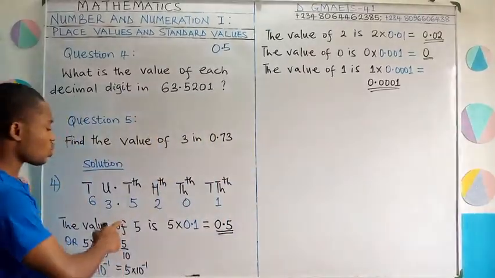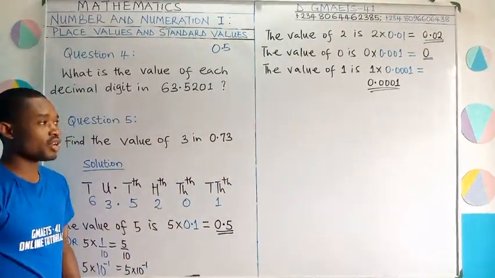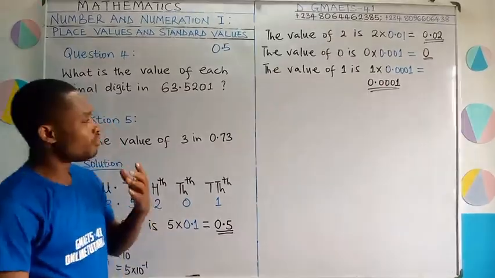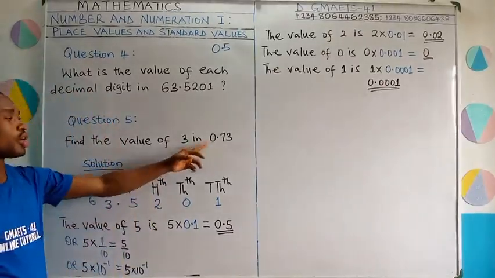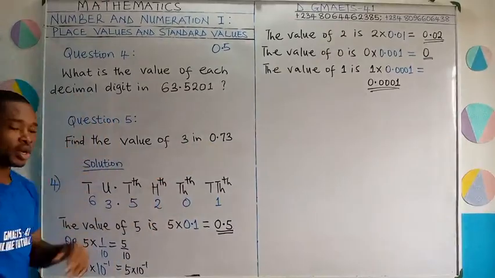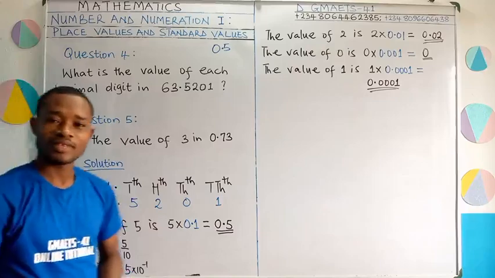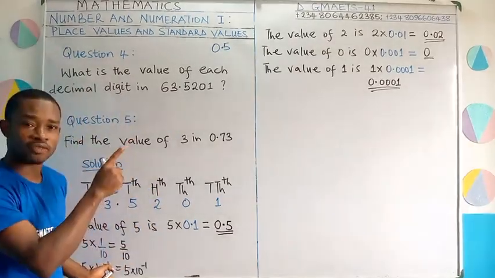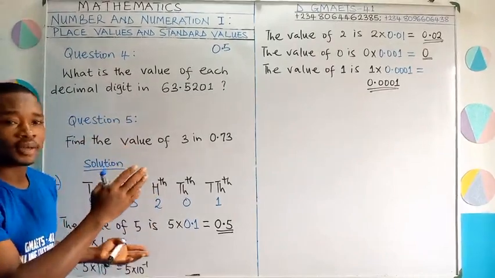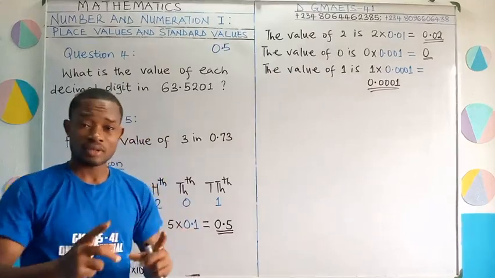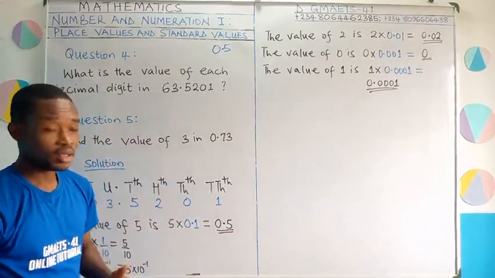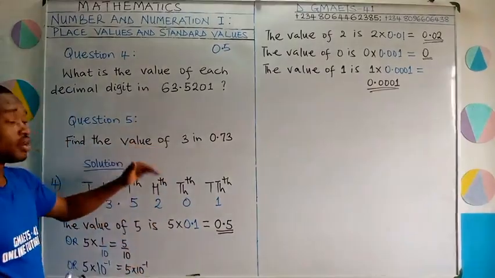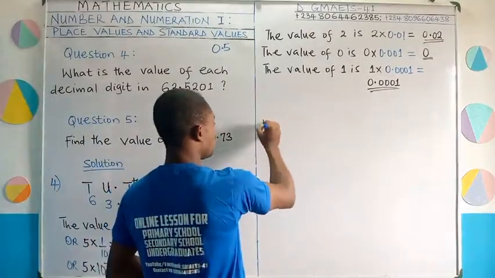We are done with the first question. We have gotten the value of each decimal digit there. So we will now move on to the value of 3 in 0.73. That is question number 5. But before we move on to question number 5, do you have any question on the solution to question 4? Take a look. If you have a question, please quickly send the question across and you get a response. So we move on to question number 5, the solution.